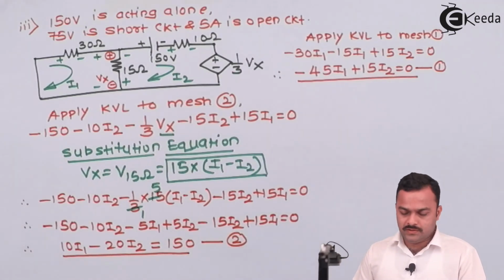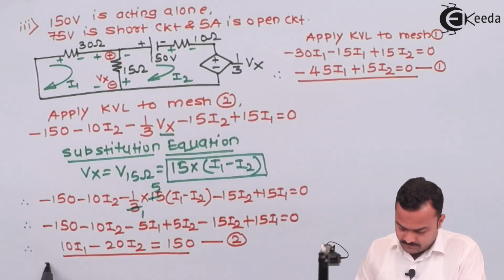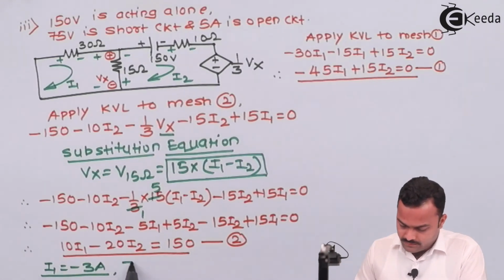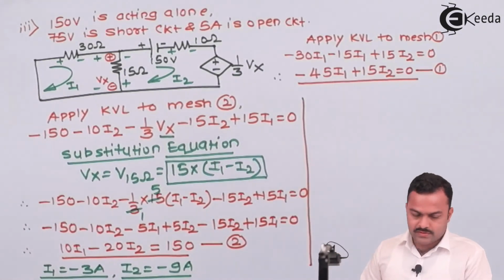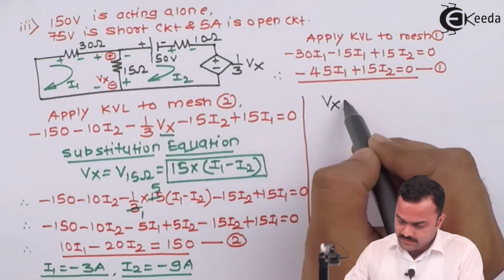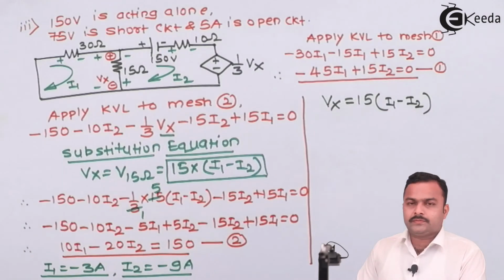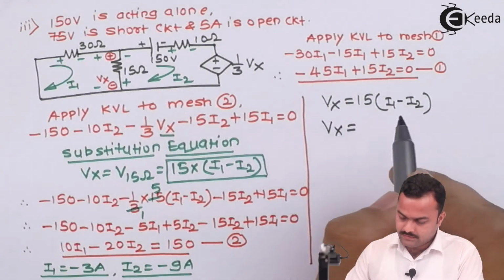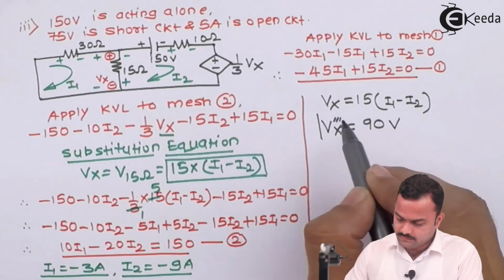So here we are having two equations. Upon solving, we will get the value of I1 as minus 3 ampere and the value of I2 as minus 9 ampere. What are we supposed to find out? We are supposed to find out the value of Vx. Vx is given by 15 (I1 minus I2). So if I substitute these values, I will get Vx as 90 volt, and this is because of the third source acting alone.